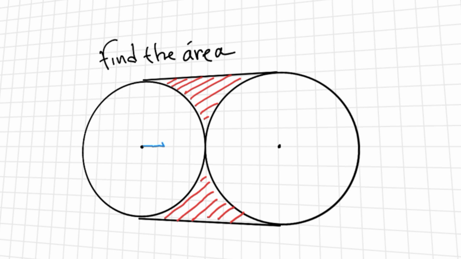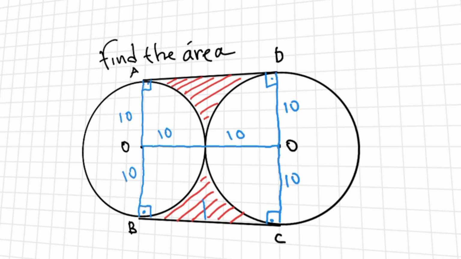We begin by connecting the centers of the two circles, forming a segment composed of two radii of length 10. Next, we connect the centers to the points of tangency. Next, draw a line parallel to the diameters through the point where the two circles are tangent.